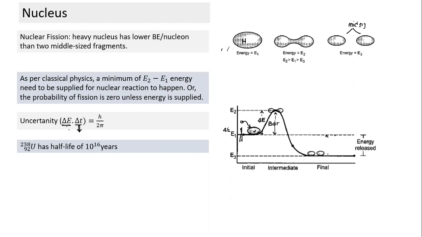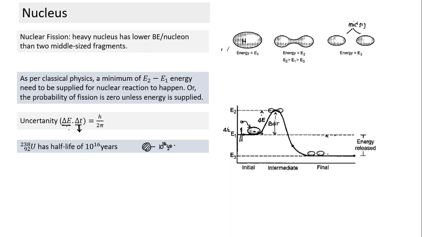And what is the probability? Extremely low. We'll take the example of the uranium nucleus, this particular isotope, a heavy element, U-238. It has a half-life of 10 to the power 16 years. What does it mean? If I take a certain quantity of this particular isotope of uranium and leave it for 10 to the power 16 years.